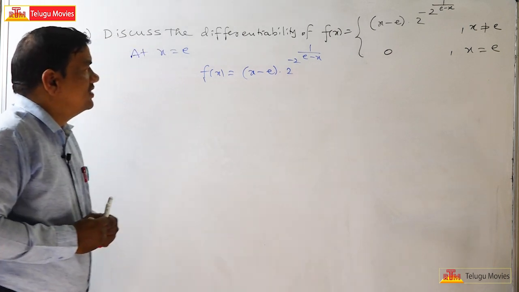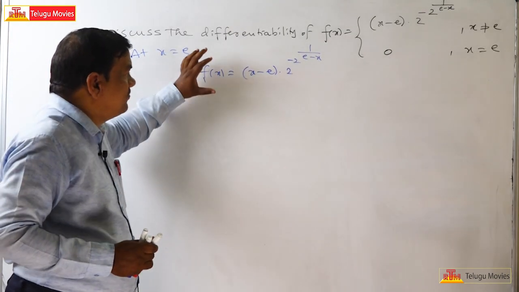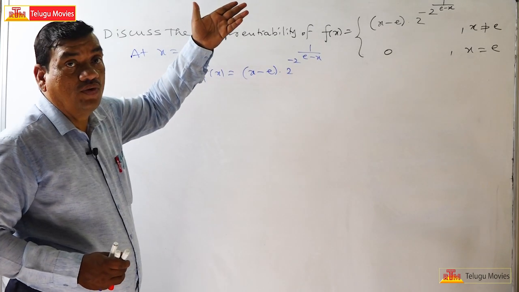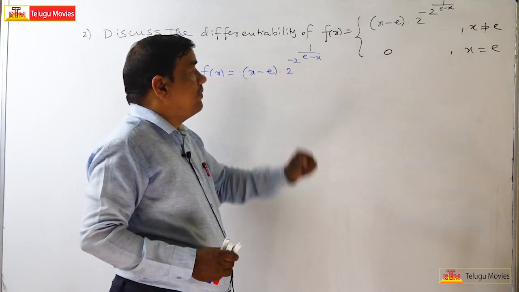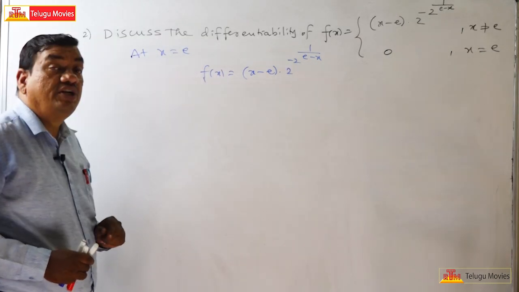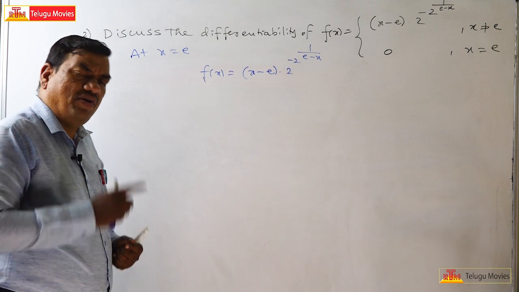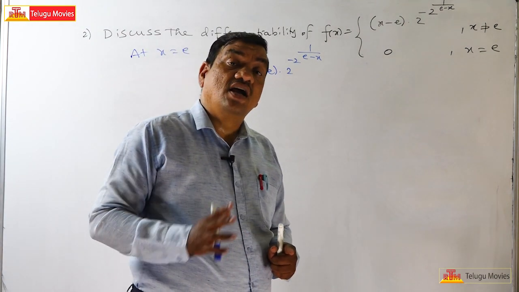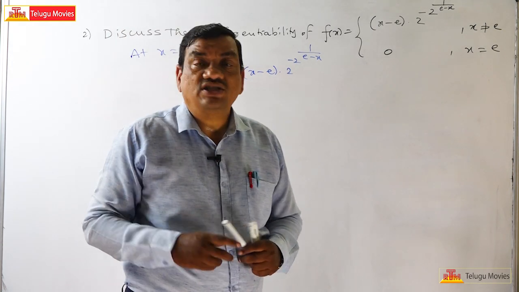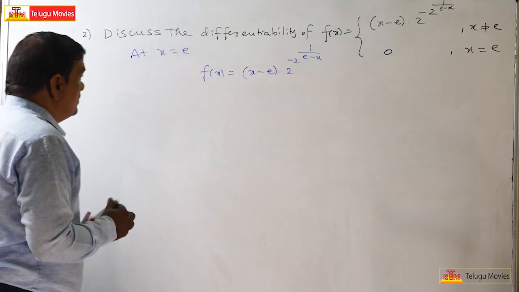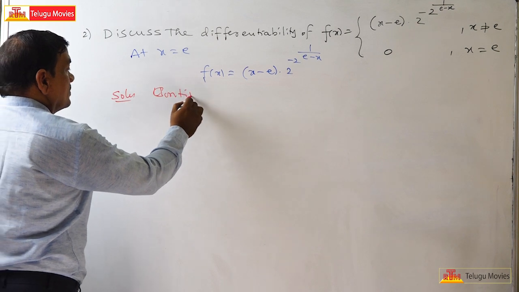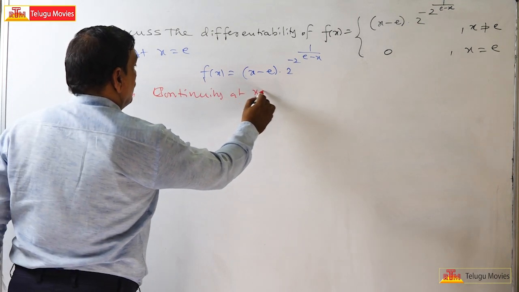See how the function is defined: f of x is equal to x minus e into 2 to the power of minus 2 to the power of 1 by e minus x. We have to discuss the differentiability at x is equal to e. Before that, for every differentiability problem we have to check the continuity at that particular point, because only if it is continuous can it be differentiable. So check the continuity at x is equal to e.